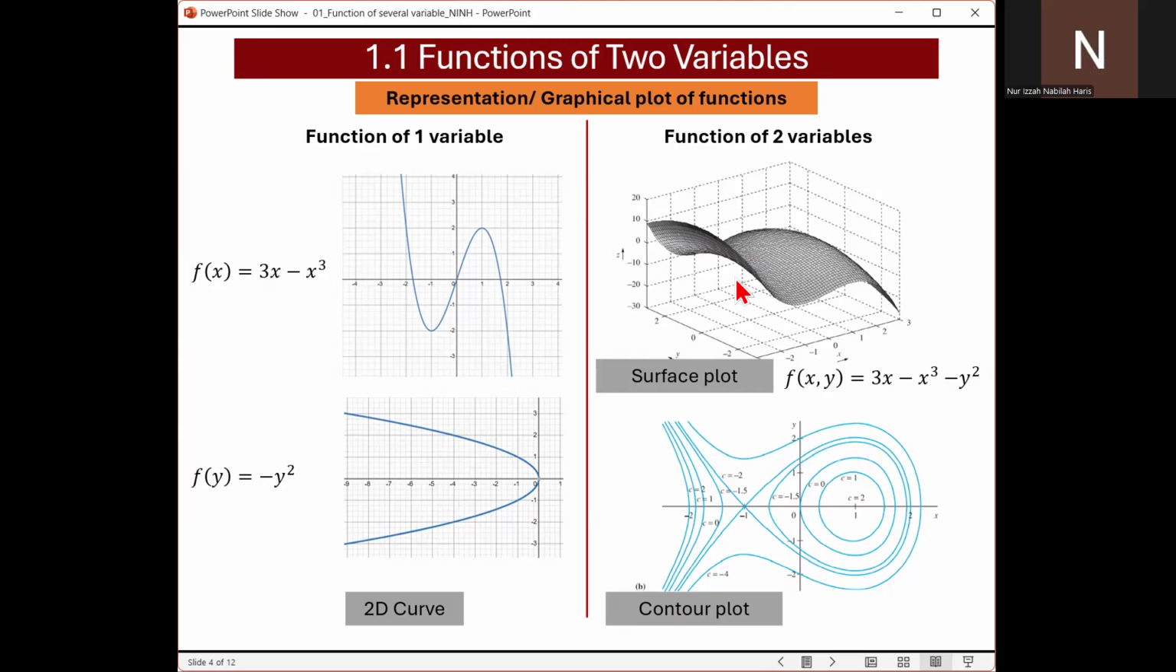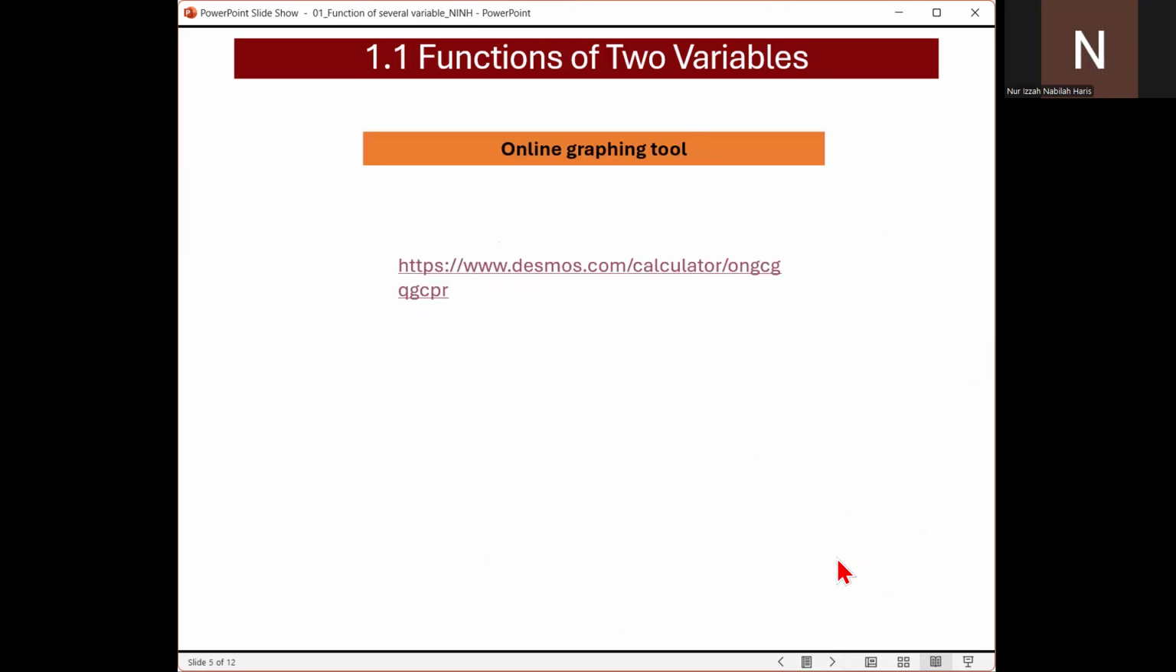So in 3D surface plot, you will have three axes instead of two. We'll have x, y, and z. Okay, so you can use either one, but I prefer to use surface plot because it is easier to understand. Now there are several online graphing tools for you to visualize 3D graph. I usually use Desmos. So let's see.